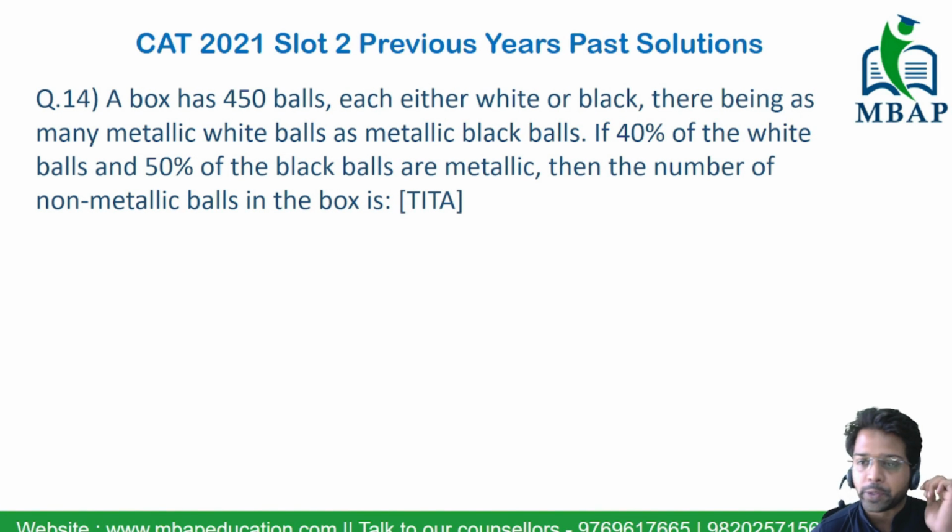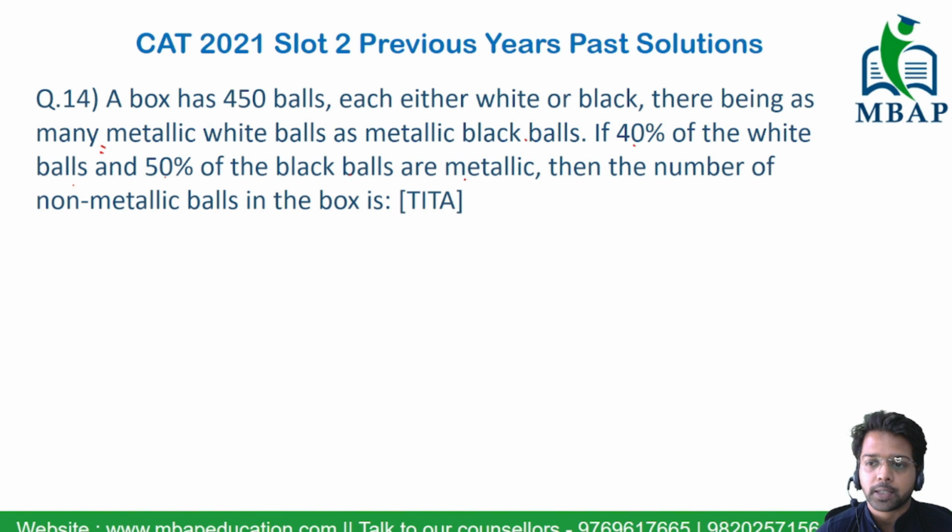Let's have a look at the easy question which came from the topic of arithmetic in the year 2021. It's one of the easiest questions which came in the paper. Read the question well. The question says a box has 450 balls, each either white or black. There are as many metallic white balls as metallic black balls. If 40% of the white balls and 50% of the black balls are metallic. Okay, and it also gives you a hint that both of them will be equal. So 40% of white balls should be equal to 50% of the black balls. Then the number of non-metallic balls in the box will be equal to how much?